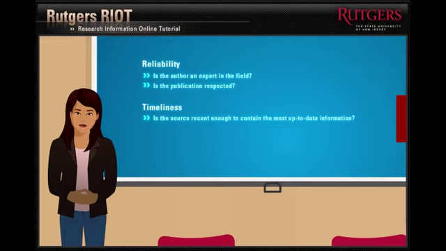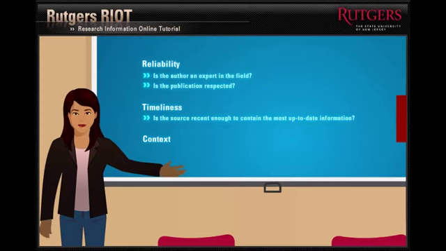An article written about global warming in 1991 might not contain up-to-date information and would probably not be appropriate to use in your research. However, if you're researching attitudes about global warming in late 20th century America, this could be a fine source to use.